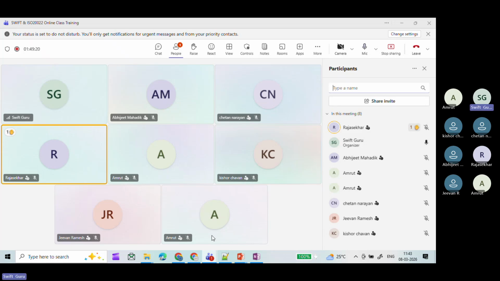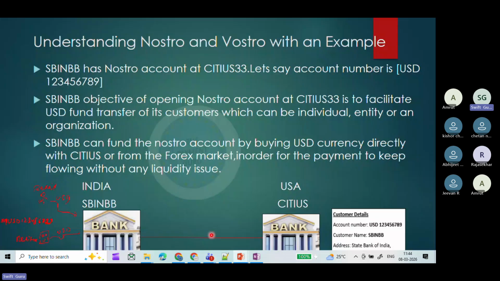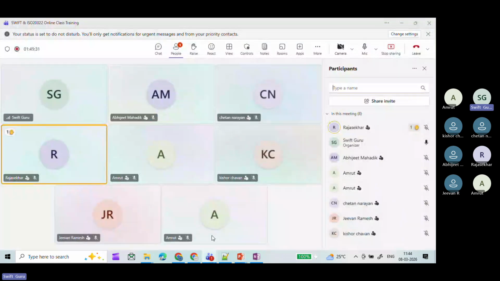Rajsekar, you have questions? No, that's it. I just wanted to understand. Correct. Okay. All right, guys. Let me know if you have any questions related to the Nostro and Vostro concept.